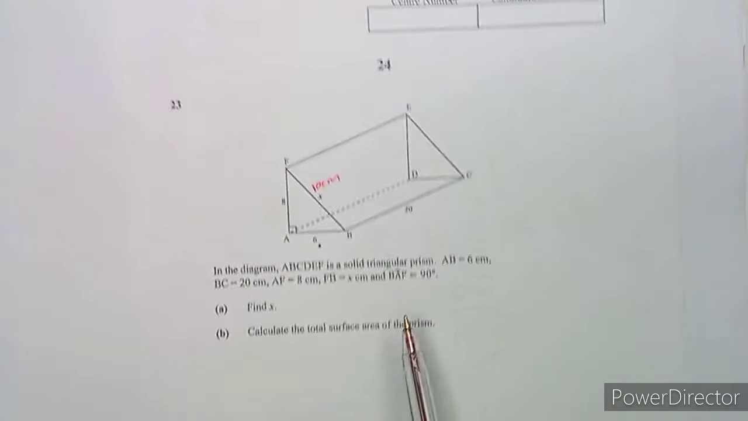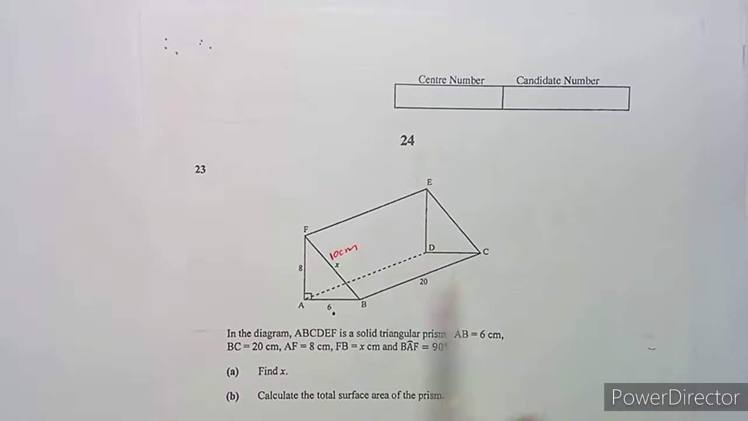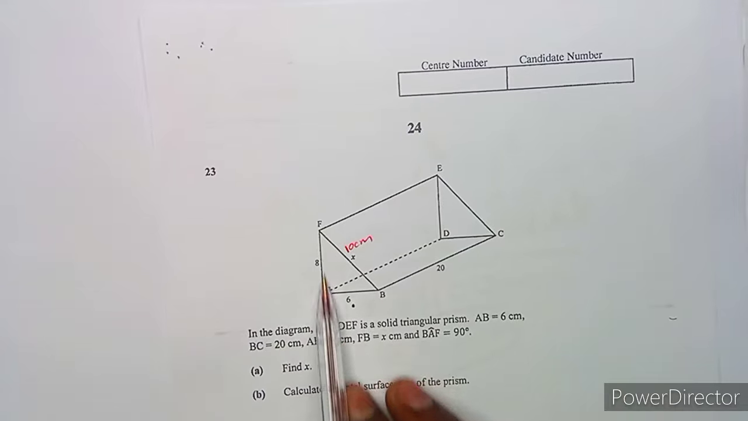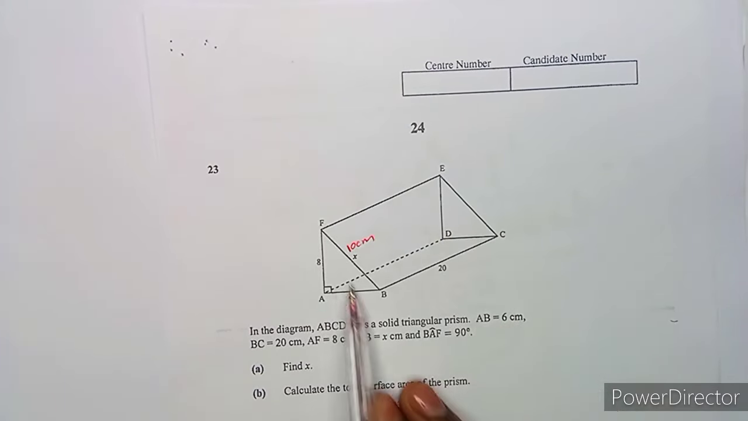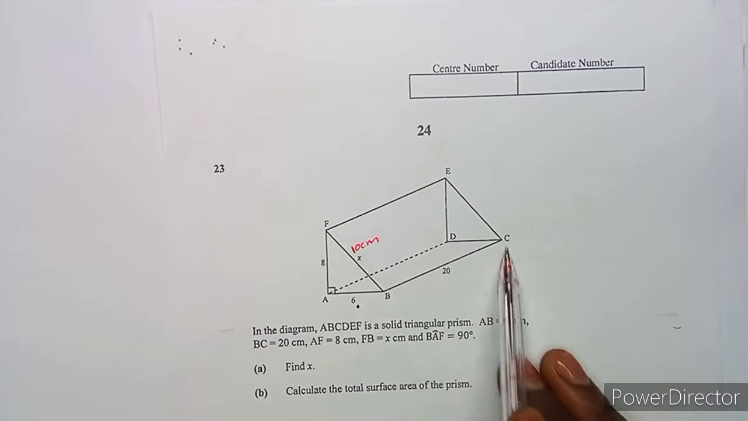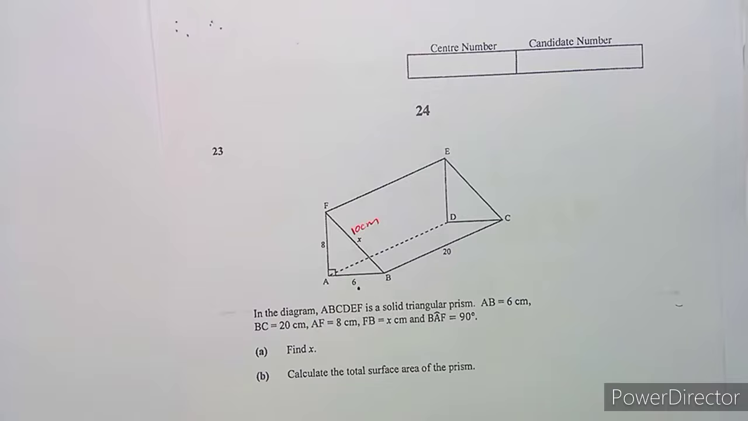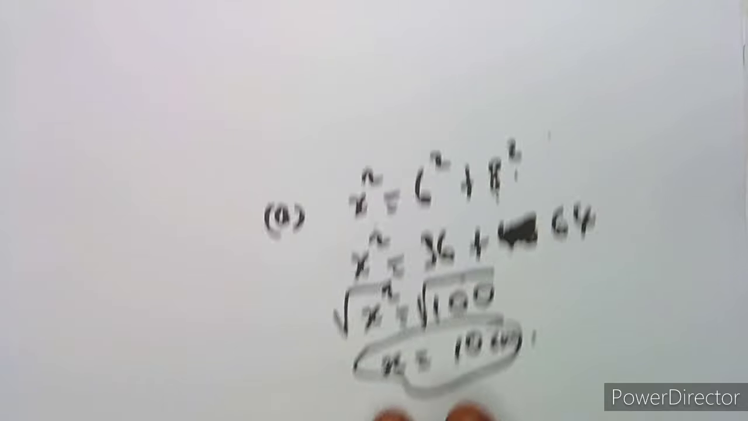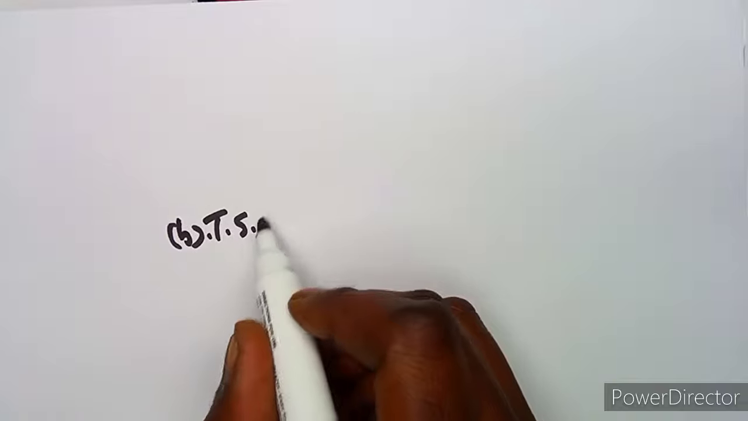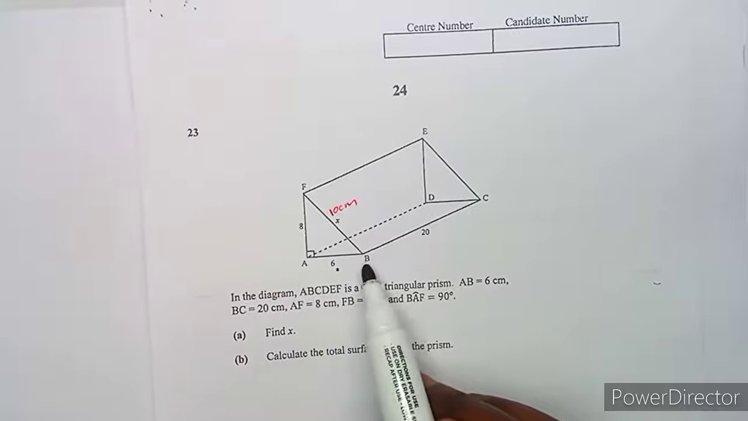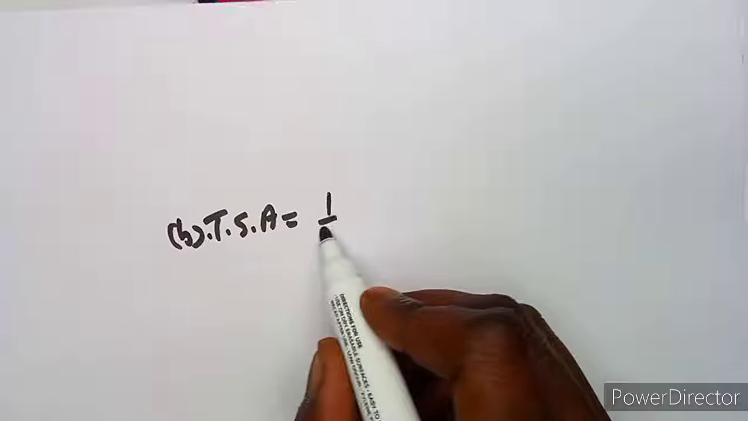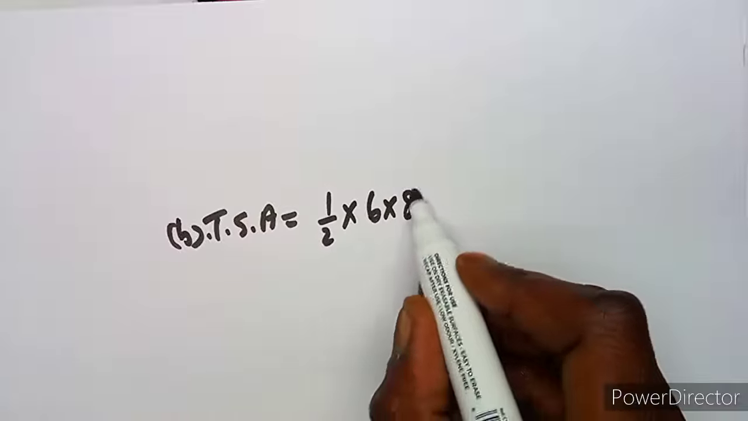So the total surface area, guys, you calculate the area of every shape that you can see here. As we can see, this triangle here, which is ABF, and this triangle, they are the same. So you calculate the area of this triangle times 2, because that is your total surface area. You add everything. So our total surface area is going to be, what do we have? We've got the area of a triangle. Remember, area of a triangle is half base times perpendicular height. So it's half of 6 times 8.